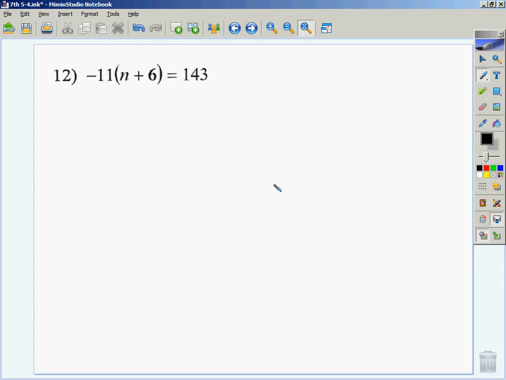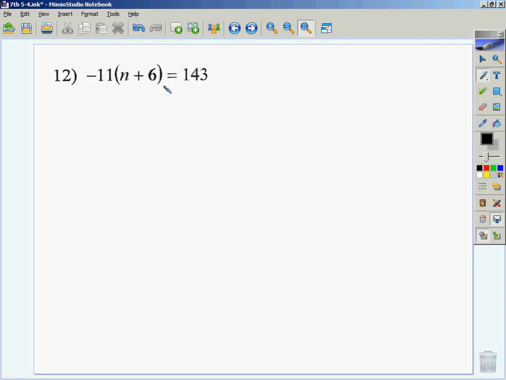The next one I picked was 12. And again, I picked it because there's 2 ways you can solve it. I'm just going to solve it by the division method versus the distributing method. There will be some that you have to distribute on, not today. But there are times when this isn't the only thing that's there.